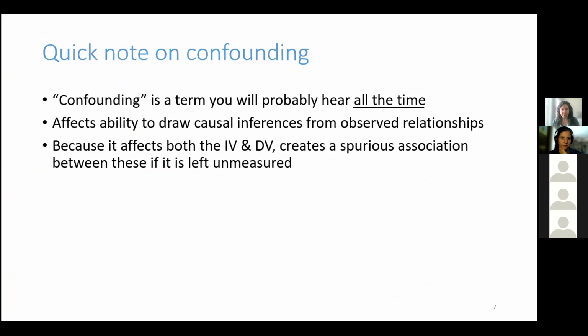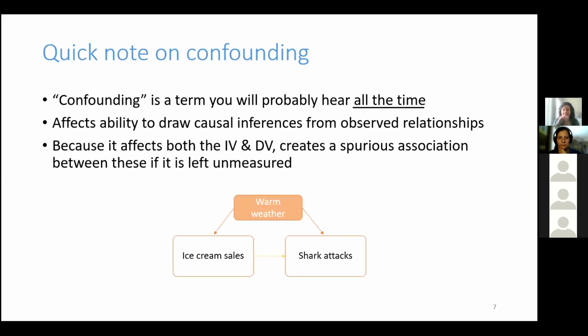I wanted to say a quick note on confounding just while we're on this topic. Confounding is a term that you're probably going to hear all the time if you do research work. People are very concerned about confounding because it affects your ability to draw inferences from the relationships that you're seeing. What it does is confounding variables affect both the independent and dependent variable, thereby creating a spurious association between those. And so I'm going to show you an example.